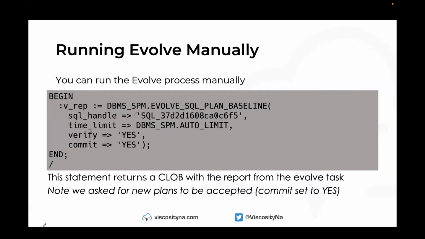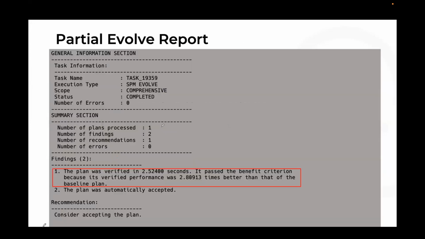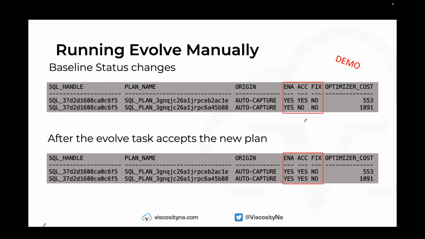When you run this evolve, when we run that evolve task, this is that commit equals Y. That's where I said, if it's a good benefit, then go ahead and just accept it. That's the commit, yes, that means accept it. Again, we ran the report, evolved, it was faster. Notice how we went from not accepted to now it is accepted.